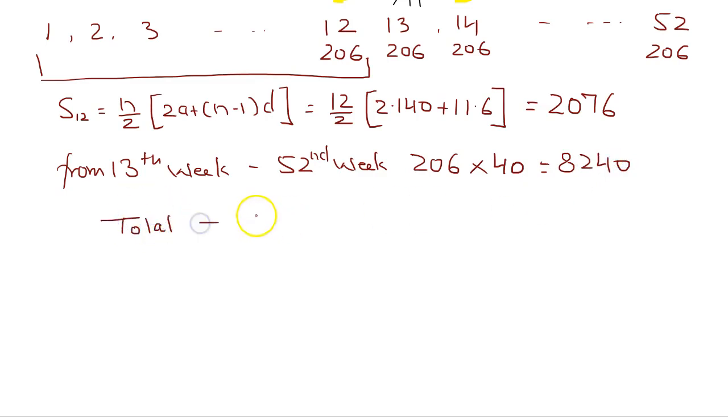So the total number of bicycles in a year is 2076 in the first 12 weeks plus 8240 in the next 40 weeks. So that will be a total of 10,316 bicycles. 10,316 bicycles the company is making in a year.